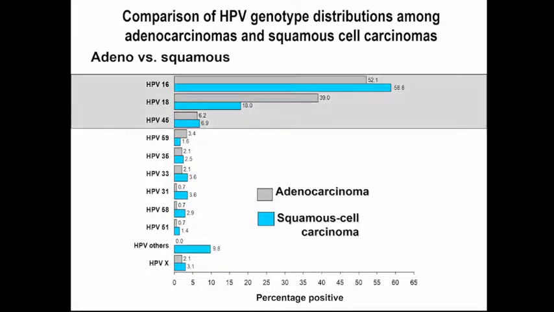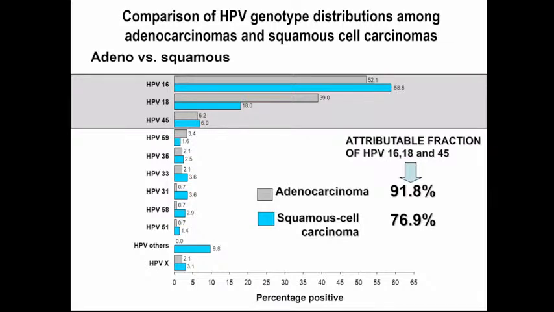So just to coalesce these statistics, 16, 18, and 45, the three of them are responsible for almost 92% of all adenocarcinomas, and for squamous cell carcinomas, it's about 77%.